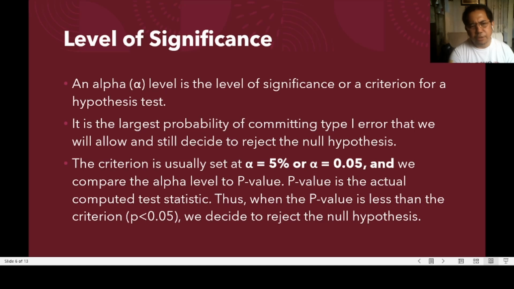It is the criterion usually set at alpha equal to 5%, or alpha level equal to 0.05, and we compare this alpha level to the p-value. A p-value is the actual computed test statistic. Thus, when the p-value is less than the criterion, we decide to reject the null hypothesis. So that is the meaning of the level of significance.